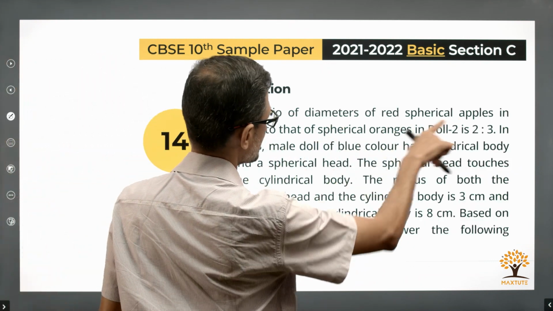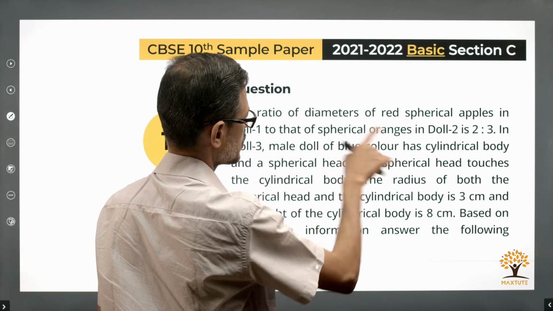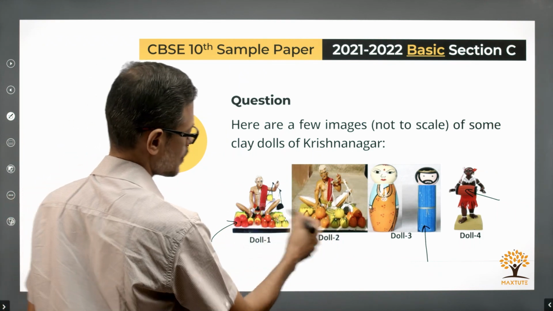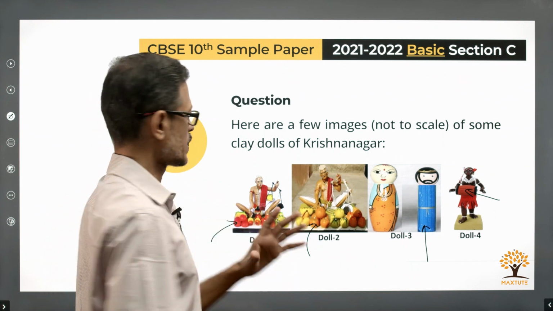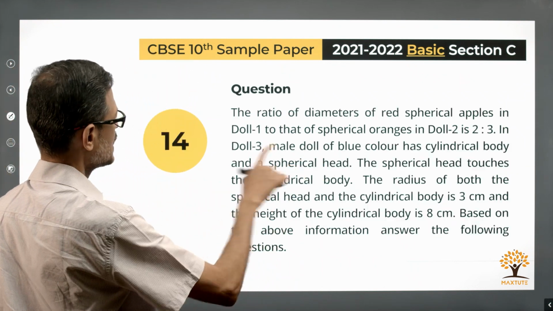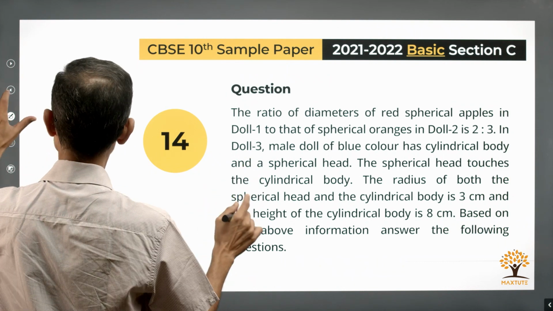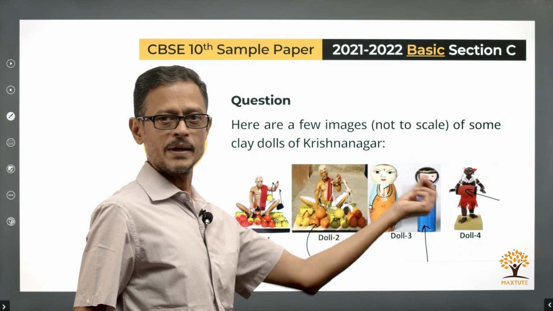The ratio of the diameters of the red spherical apples in doll 1 to that of the spherical oranges in doll 2 is 2:3. We know that both apples and oranges are spherical, and the ratio of the diameters is 2:3. Let's read on further. In doll 3, the male doll of blue color has a cylindrical body and a spherical head.